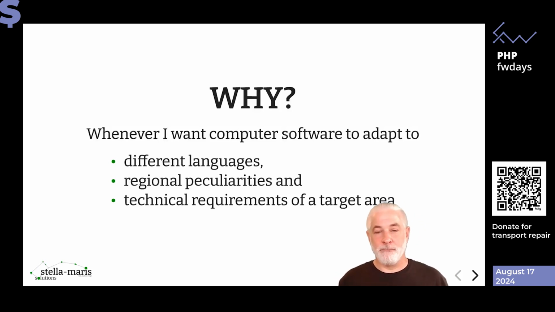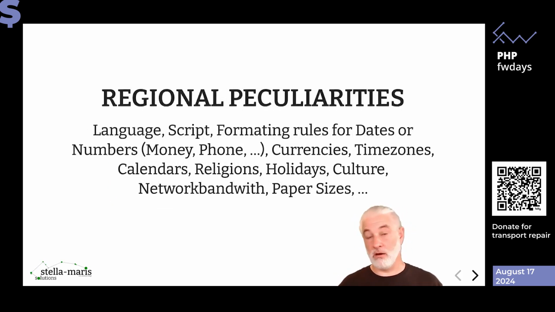But what are these regional peculiarities that I was talking about? Well, let's have a look at that. Regional peculiarities are language, of course, we talked about that. Script, let's get to that in a second. Formatting rules for dates, numbers, money, phone, currencies, time zones, calendars, wait a second, religions, holidays, culture, network bandwidth, paper sizes? And there is even more? Oh, wow. Okay. Let's see where that brings us to.